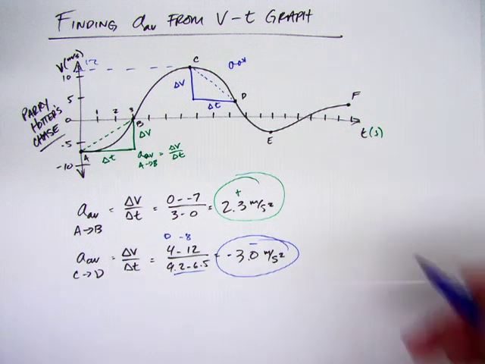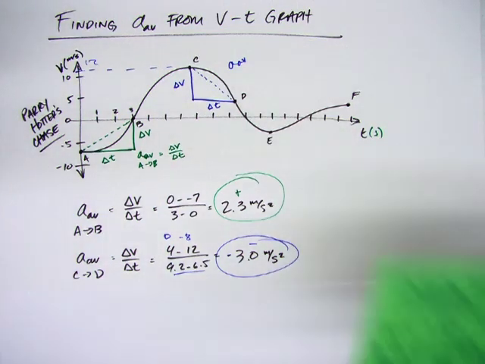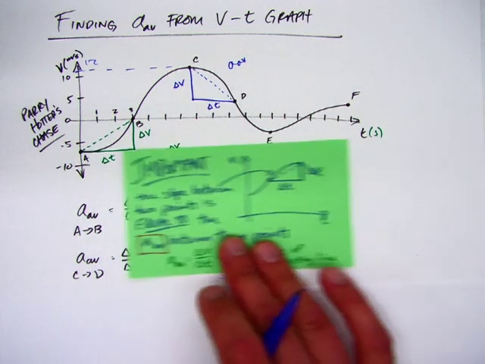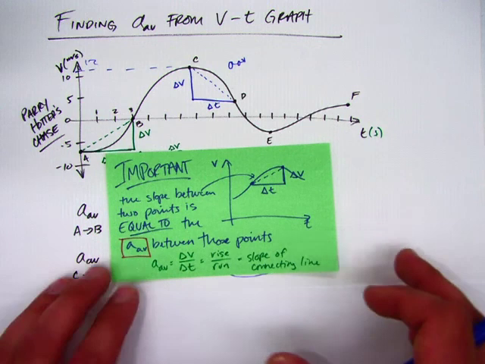So the key here, well, I got this written out for you. Okay. On a VT graph, even if it's not a straight line, any curved VT graph, to find the average acceleration between 2 points, you find the slope of the line that connects the 2 points. That rise over run is the delta V over that same delta T, and that tells you the average acceleration.